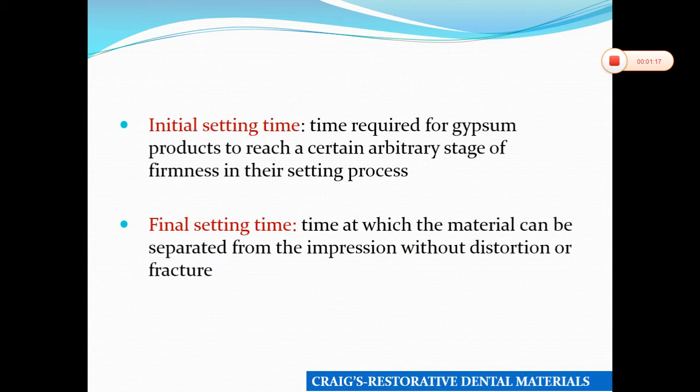Initial setting time is the time required for gypsum products to reach a certain arbitrary stage of firmness in their setting process. Initially it seems to be hard, but it has not acquired sufficient strength. Though we assume it is hard, it does not have strength. At that time, if you try to handle it or separate the cast from the impression, it will be broken. So we have to wait until it sets completely.